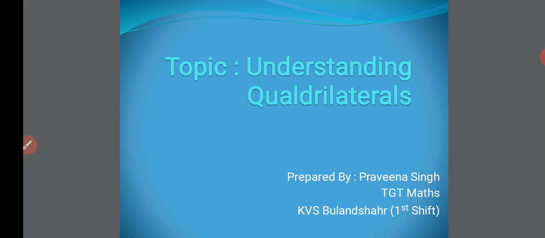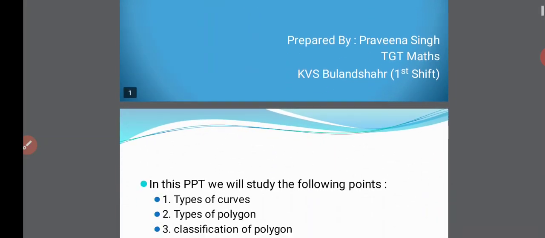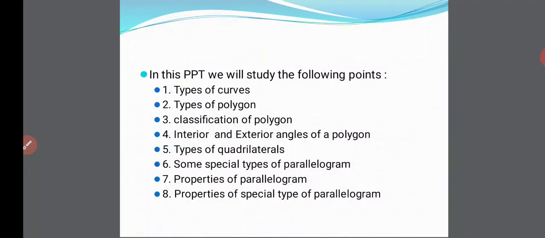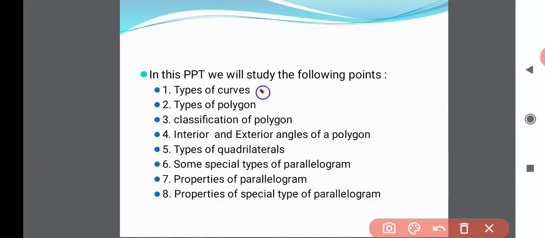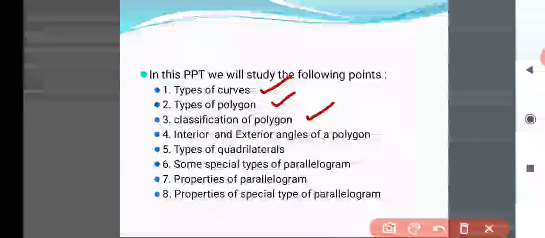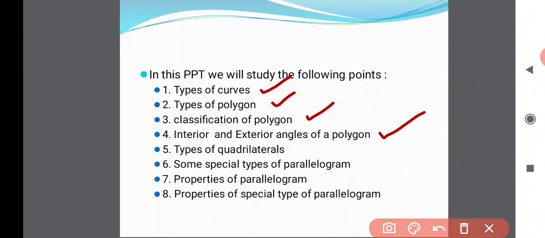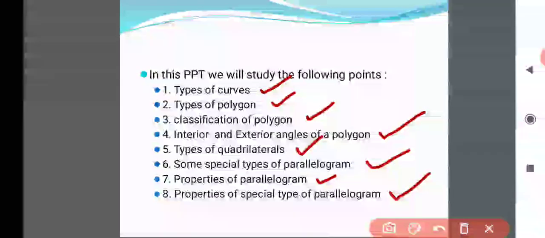In this video, I am going to explain Chapter 3, Understanding Quadrilaterals of Class 8. Let's check the points we will discuss in this chapter. We will discuss types of curves, types of polygons, classification of polygons, interior and exterior angles of a polygon, types of quadrilaterals, some special types of parallelograms, properties of the parallelogram, and at the last we'll also study the properties of special types of parallelograms.